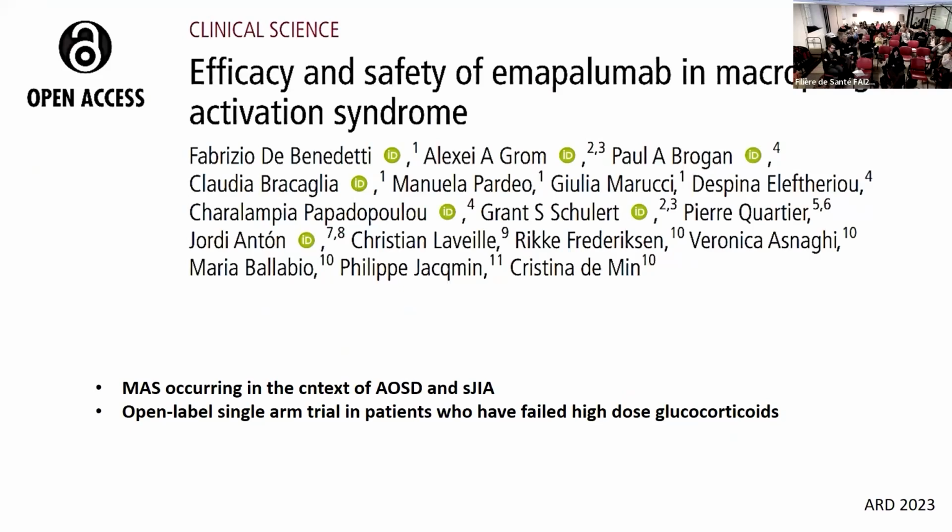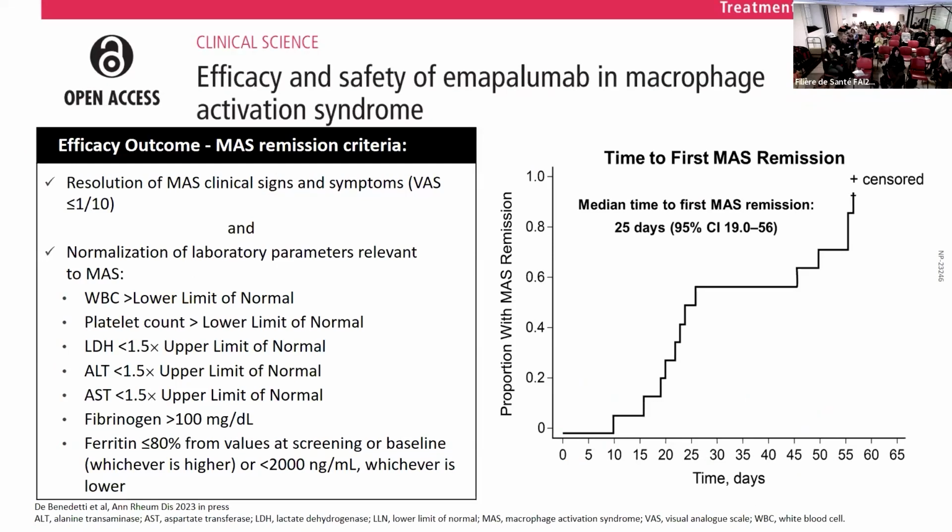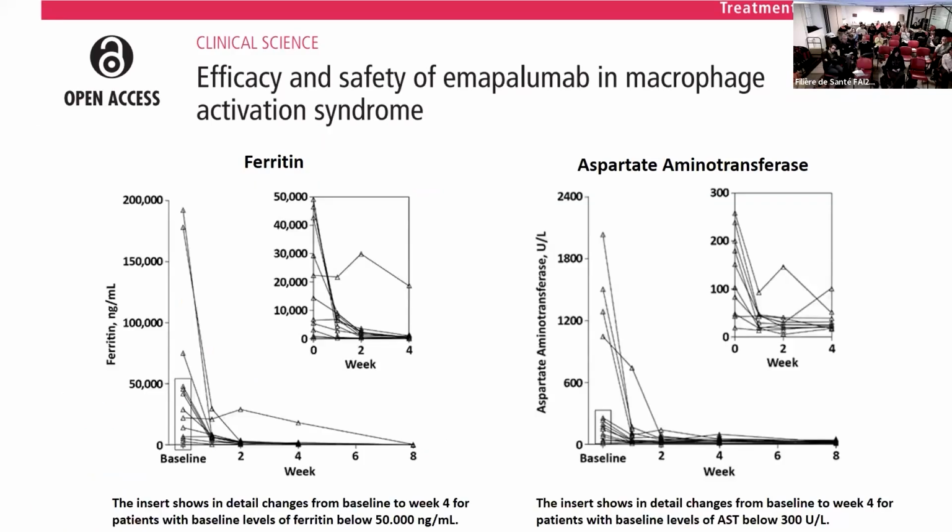We have done a trial, which is an open-label, single-arm trial in patients who had failed high-dose glucocorticoids in the context of SJIA or adult-onset Still's disease. You neutralize very efficiently CXCL9 with emapalumab. That's a proxy of the biological effects of emapalumab in all patients. We invented the efficacy outcome, which was MAS remission as defined here, essentially no signs and symptoms and normalization of all laboratory parameters. This is median time to first MAS remission, which was 25 days. 13 out of 14 achieved MAS remission.